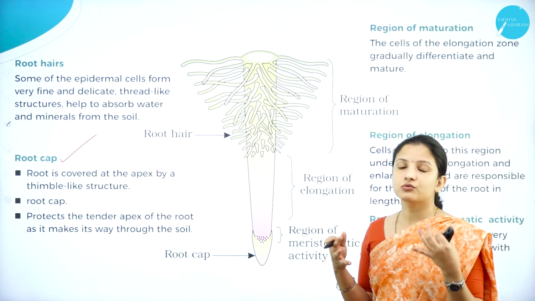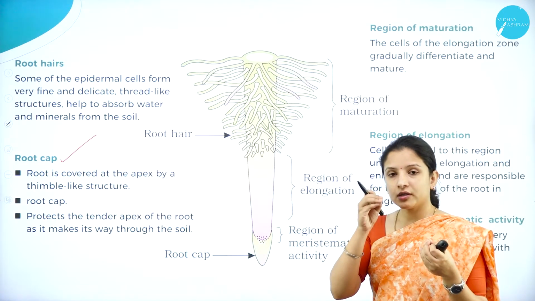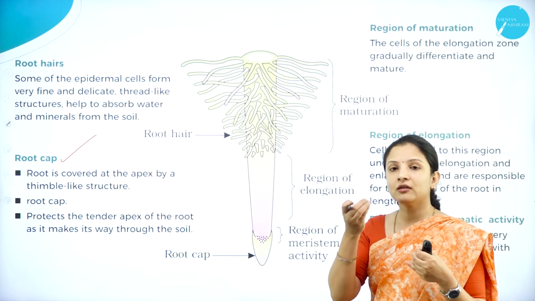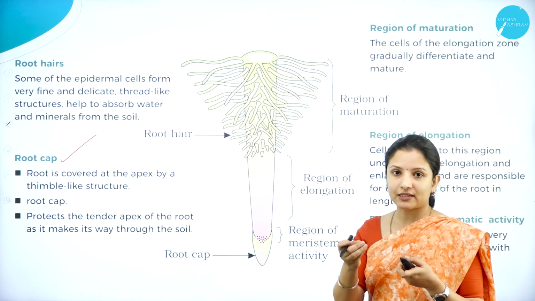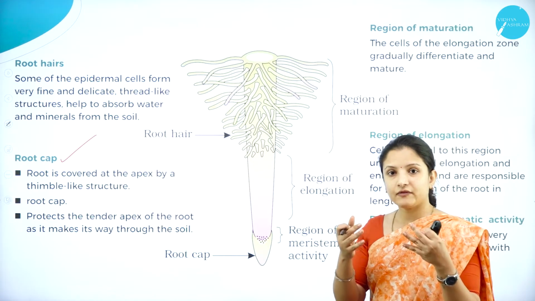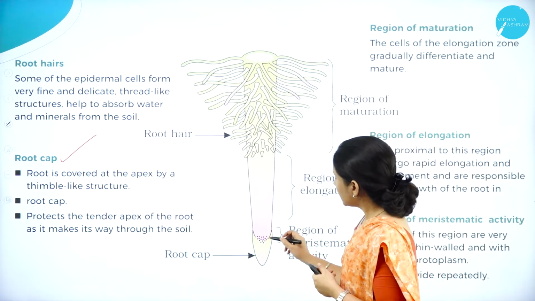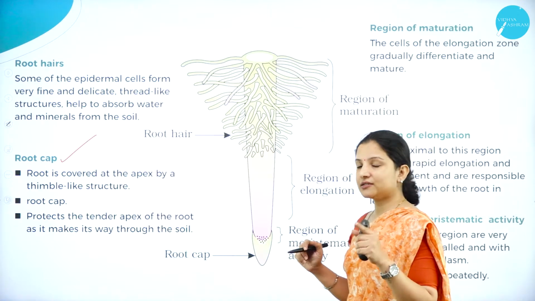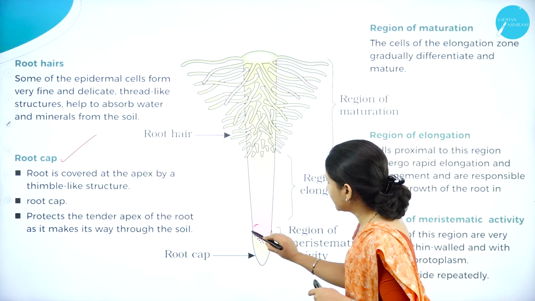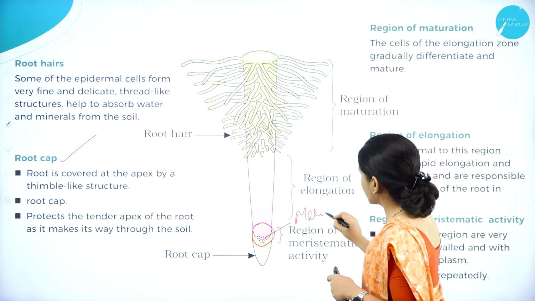You know that in a plant the roots elongate to a large extent, right? And if the roots have to increase in size, or in length, then what cells should be present? Meristematic cells. These meristematic cells actively divide, and when they divide, the size or length of the root will increase. So where are these meristematic cells present? They are present in the region of meristematic activity, that is at the tip. So here the meristematic cells will be present.